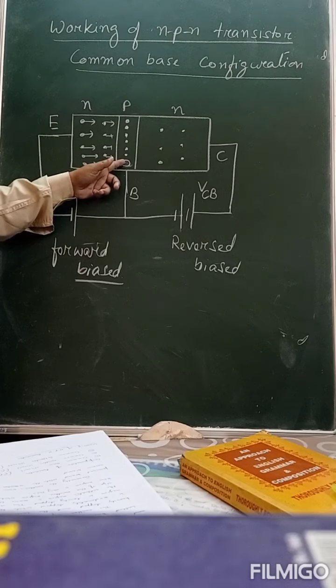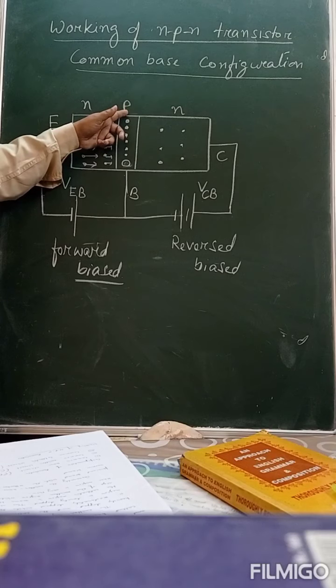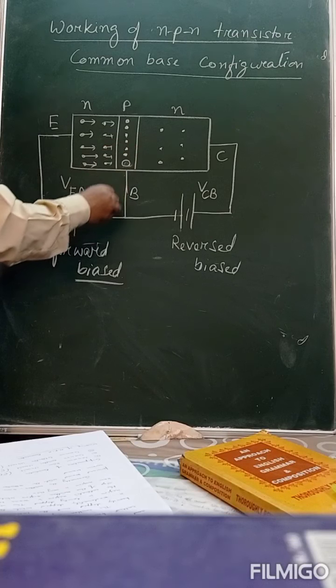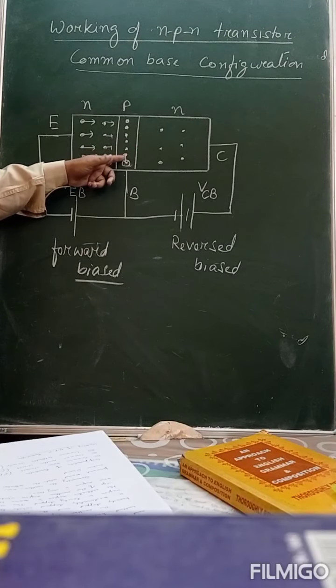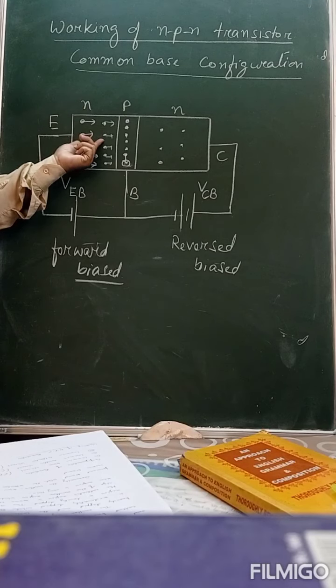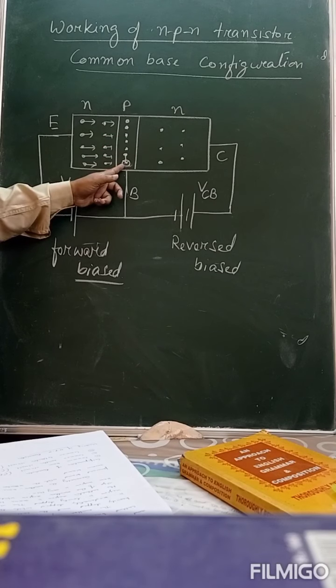Very few majority charge carrier holes are present on the p-type base because it is lowly doped. That means out of these electrons, one electron is collected by this hole. Let 10 electrons move from n-type emitter to p-type base. Since it is lowly doped, only one hole is available here. So therefore, one electron is collected by this hole.